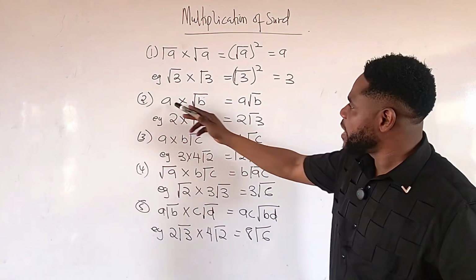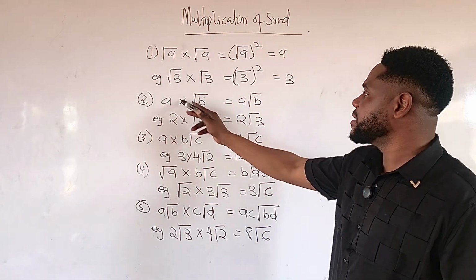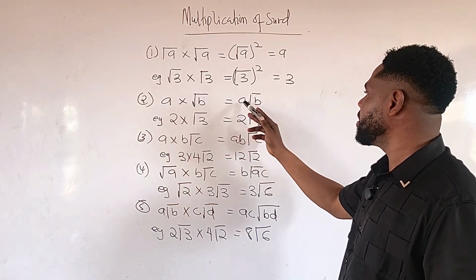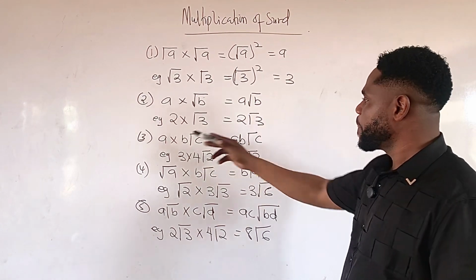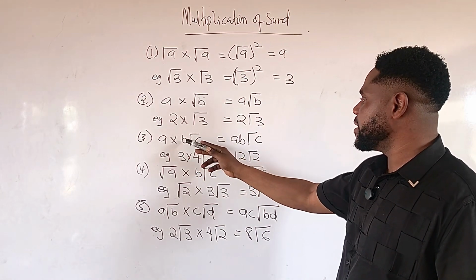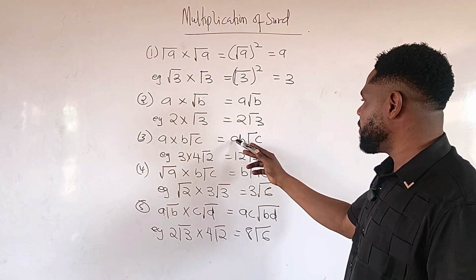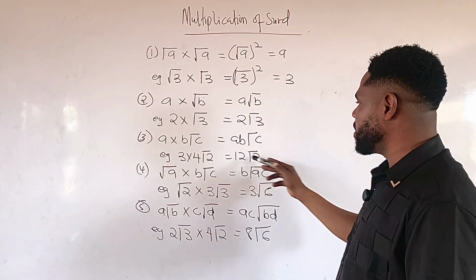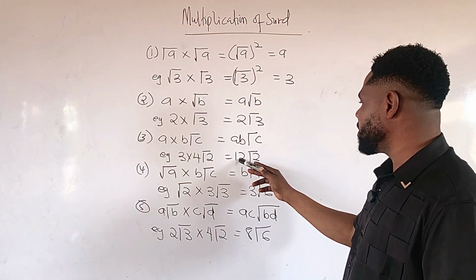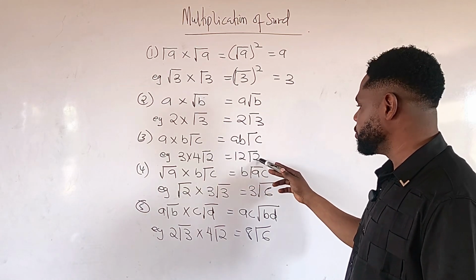Another example is I have a times root b, which gives me a root b, and we can see an example here. I have a multiplying b root c, and I have ab root c. And we can have an example here. 3 times 4 will give us 12. So we have 12 root 2.